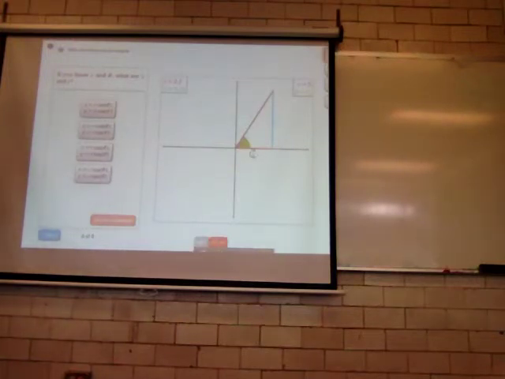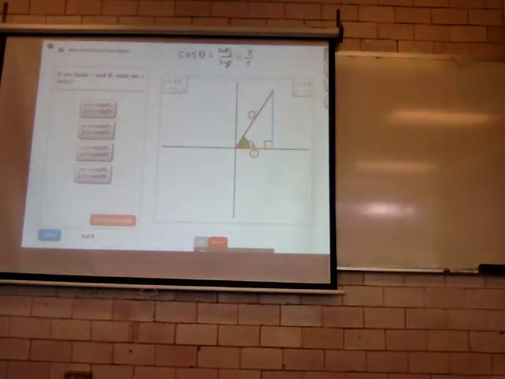Let's start by trying to find out x in terms of r and theta. One of the things we already know is that it's the adjacent side to this angle. We also already know that r is the hypotenuse of this right triangle. So let's think about a trig function we know that relates the angle to the adjacent side and the hypotenuse. Now that's the cosine of theta. We know that the cosine of theta is the adjacent side divided by the hypotenuse. In this case, that's going to be x over r.